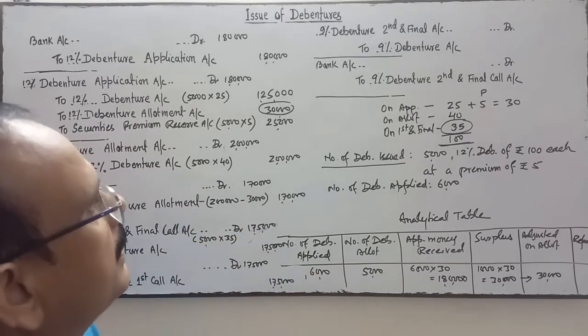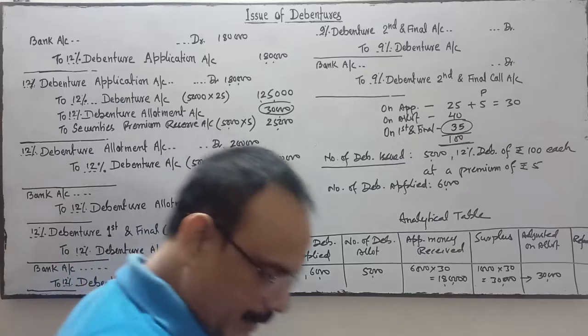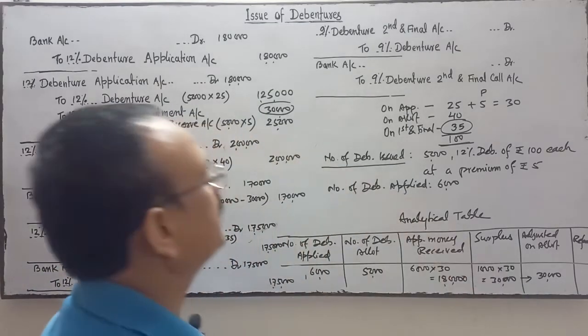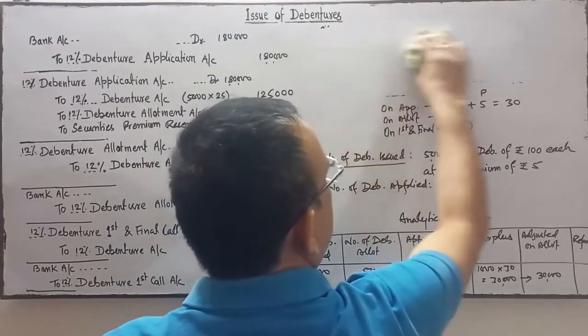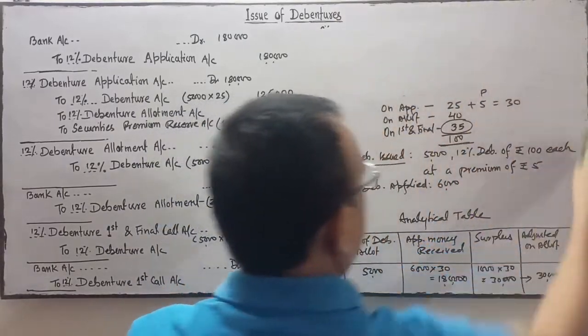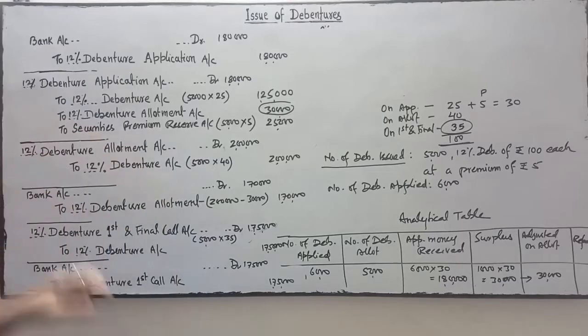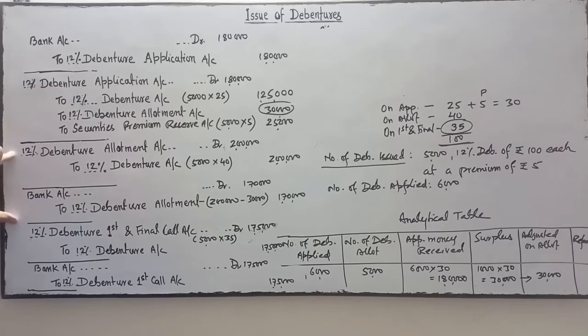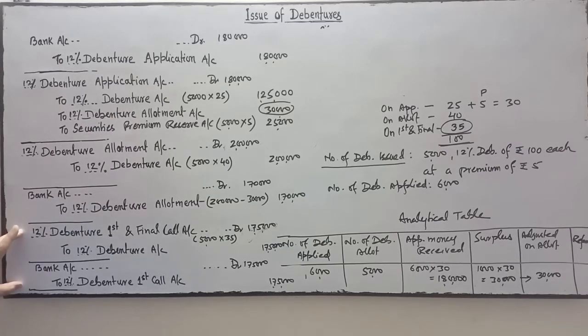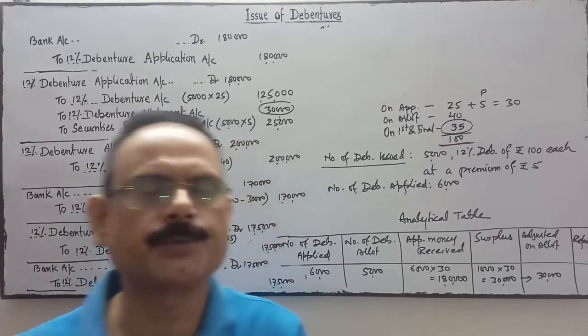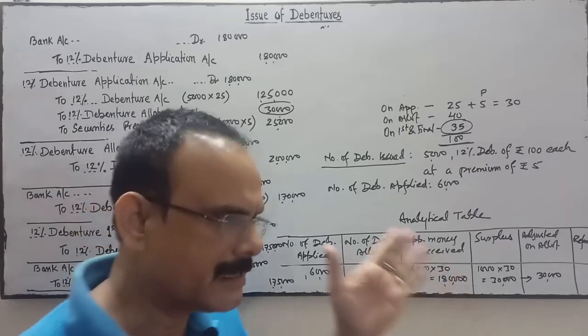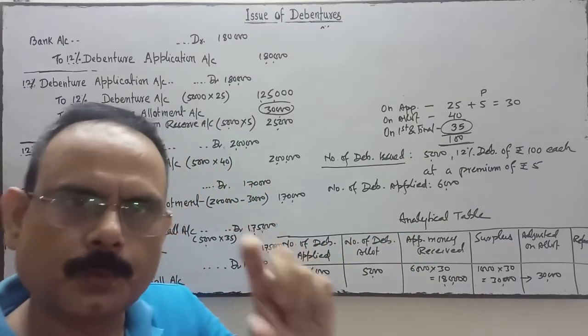This entry we will not do in this question, because the first call is the last call. So the first two entries are for application, the second two entries for allotment, and thereafter two entries for the first and final call. We do the entry the same as we did at the time of shares. There are slight changes in the words.